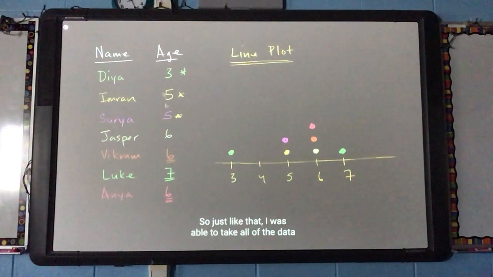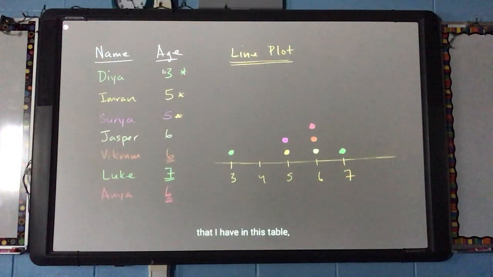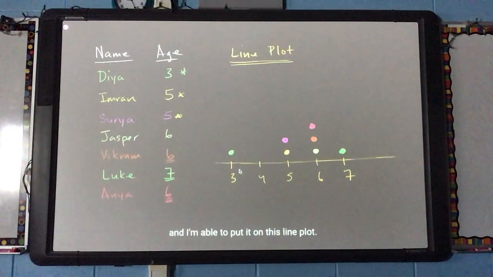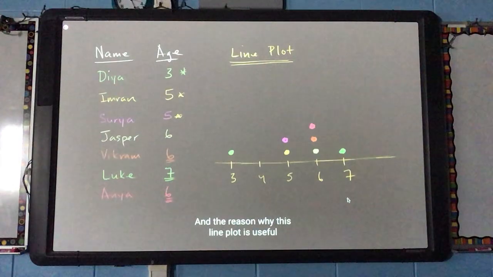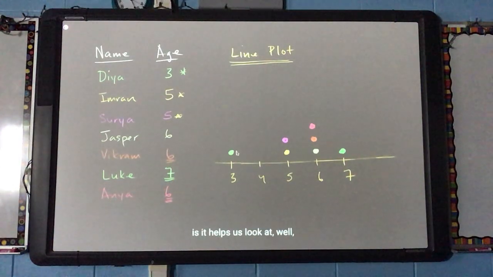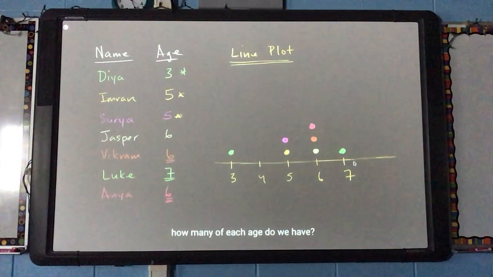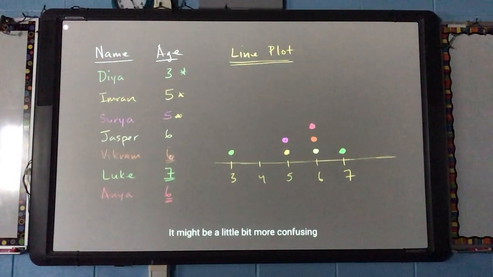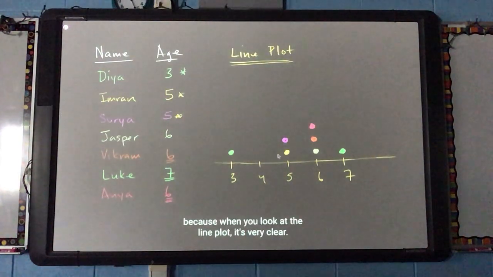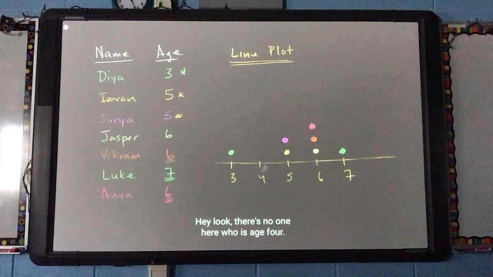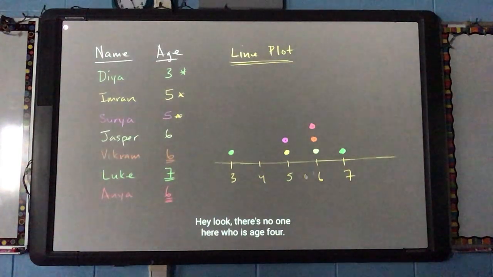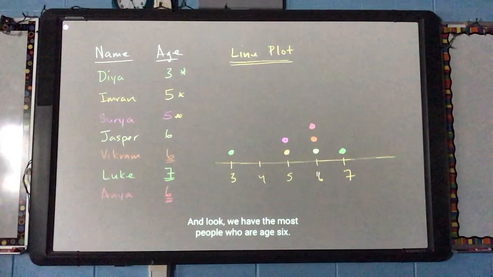So just like that, I was able to take all of the data that I have in this table, and I'm able to put it on this line plot. And the reason why this line plot is useful is it helps us look at, well, how many of each age do we have? It might be a little bit more confusing to just look at the table here. Because when you look at the line plot, it's very clear. Hey, look, there's no one here who is age 4. And look, we have the most people who are age 6.